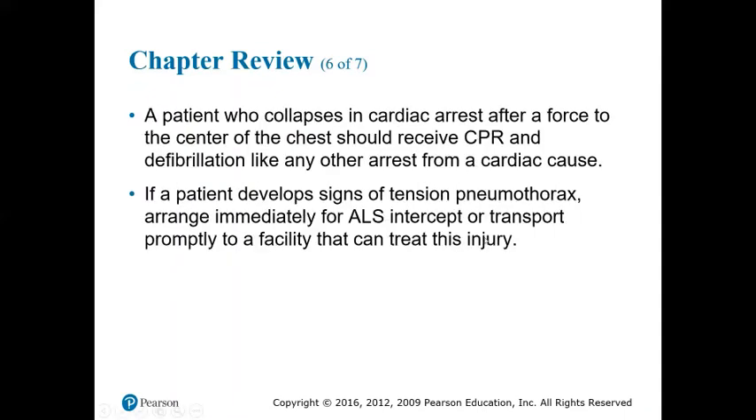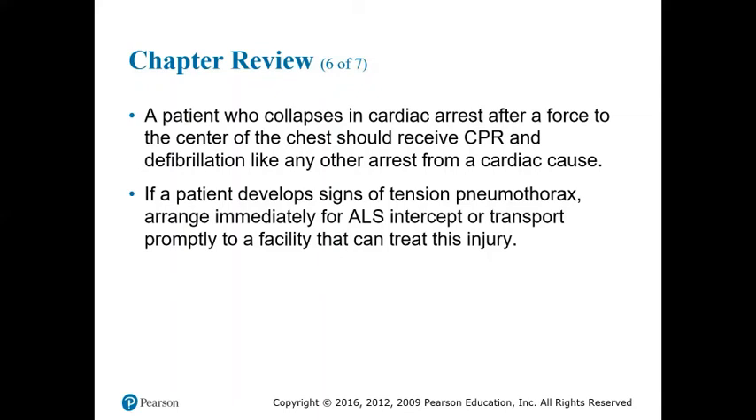A patient who collapses in cardiac arrest after force to the center of the chest should receive CPR and defibrillation like any other arrest from a cardiac issue. We're referring to the commotio cordis thing that's very rare that can happen. All right. If a patient develops signs of tension pneumothorax, arrange immediately for ALS intercept or transport promptly to a facility that can treat this injury.